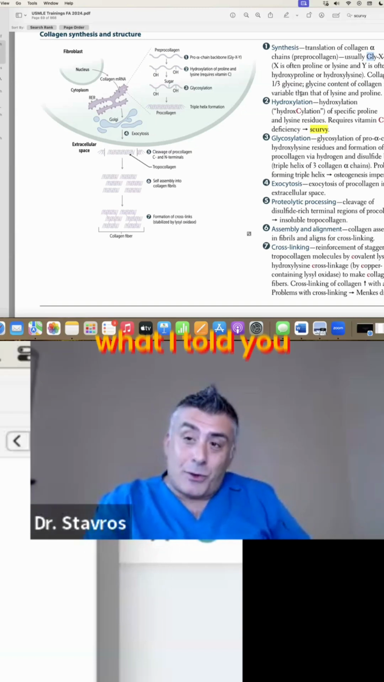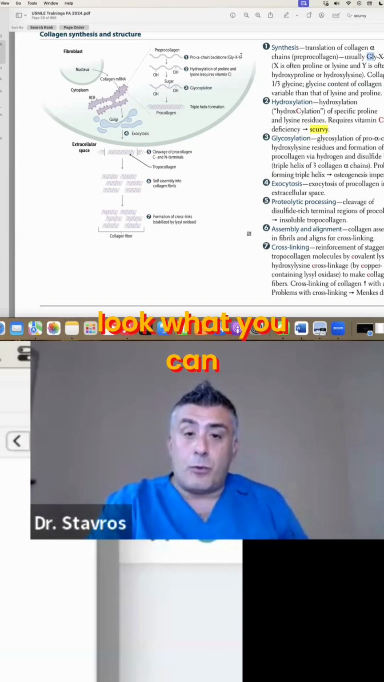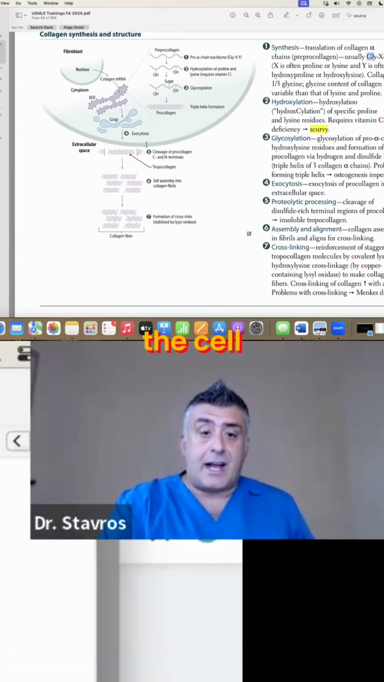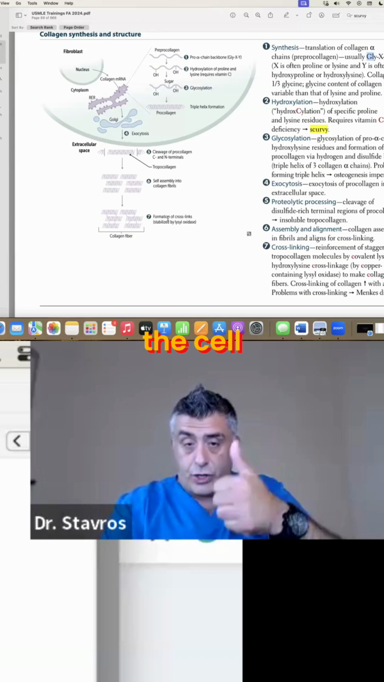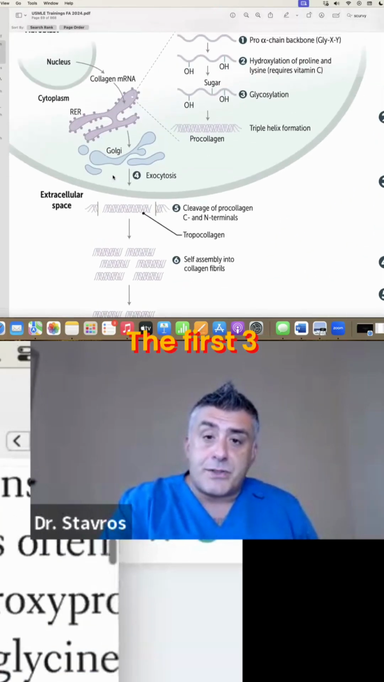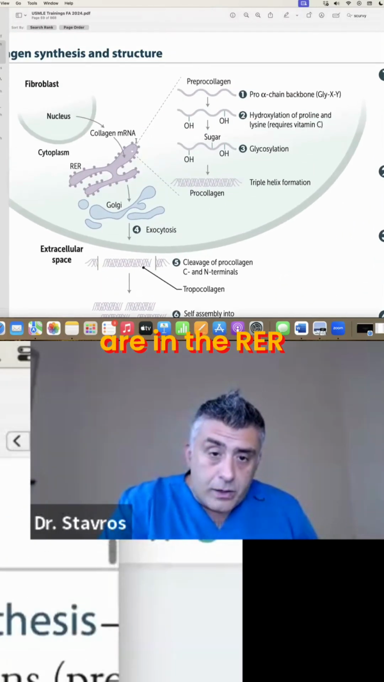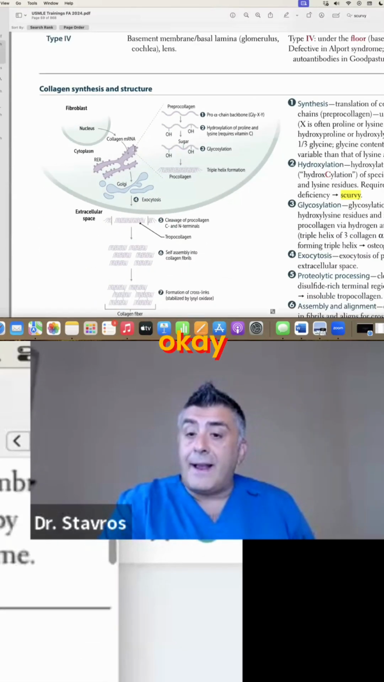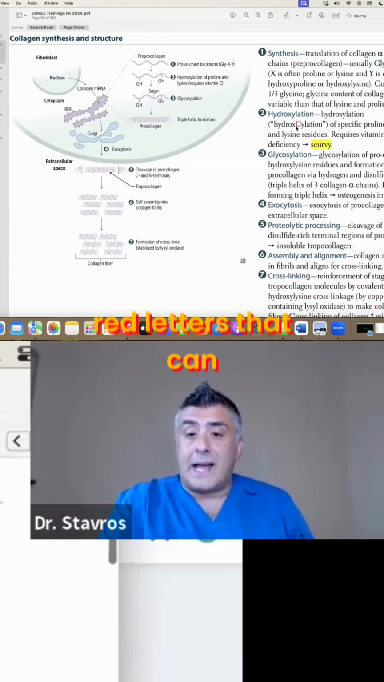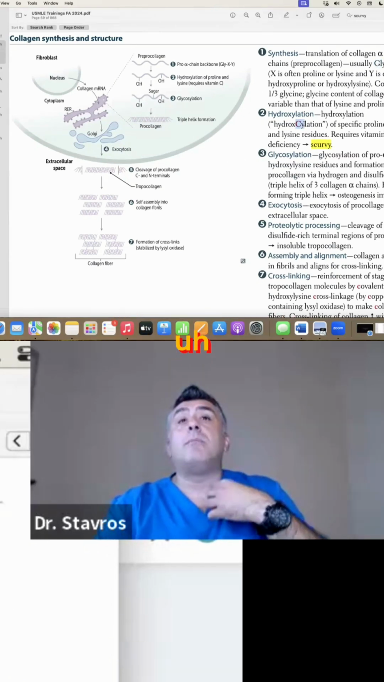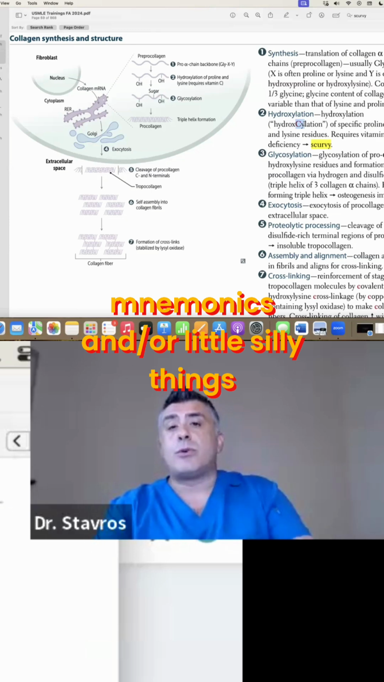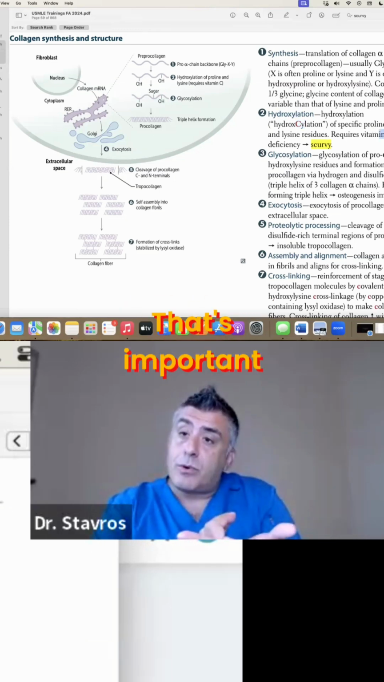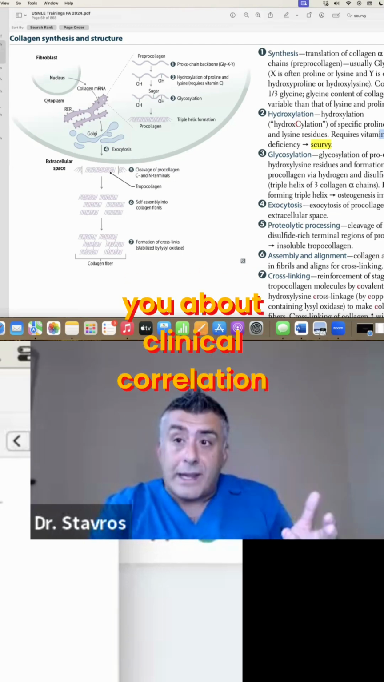So again, what I told you with heme, I'll tell you here, look what you can figure out how to differentiate. There's 4 steps in the cell, 3 steps out of the cell. Good. Second, look at this one. The first 3 are in the RER, right here. This is actually zoomed in from this little area. Okay. And look at any red letters that can help you remember things and recall mnemonics and little silly things. Like hydroxylation, that's for vitamin C, right? That's important.